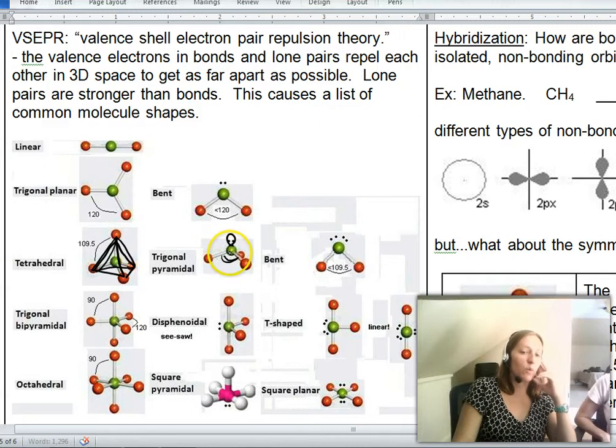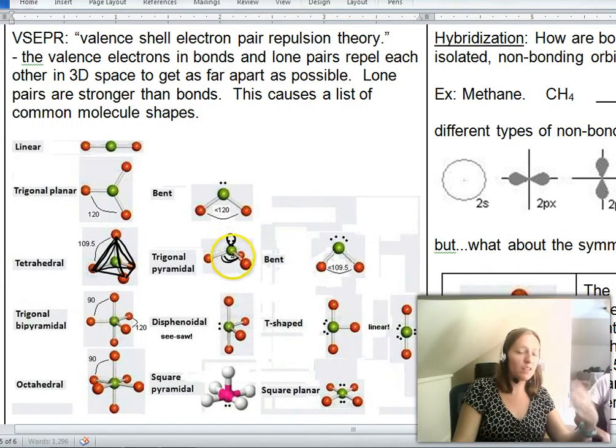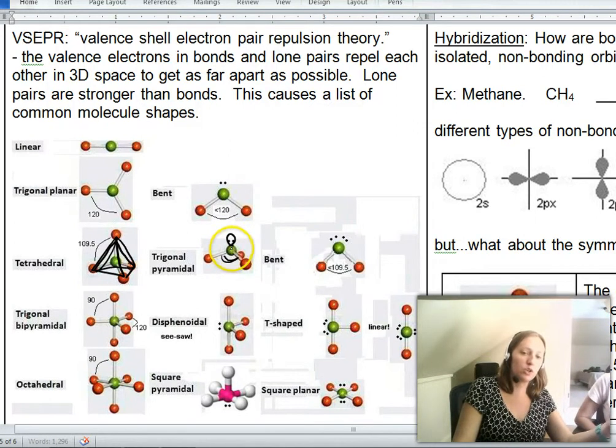And then the question is, well, what's the name of the shape? They name the shapes ignoring the lone pairs. So the lone pairs don't participate in the shape name. So you've got this, which is a triangle and a triangle and a triangle. And that's a pyramid with the base of the pyramid being a triangle shape. So this is a triangular pyramid, also known as trigonal pyramidal.